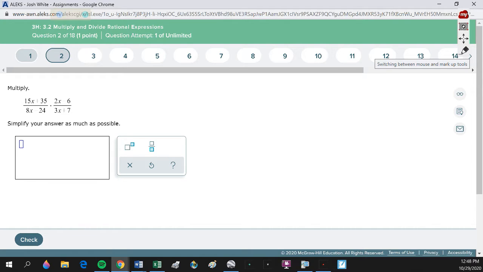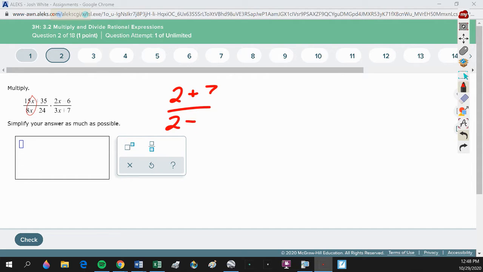Okay. Same thing here, but I cannot cancel a portion of an addition or a subtraction. Like, I can't knock those x's out. It's like saying, if I had 2 plus 7 over 2 plus 3, can I just cross those out and say the answer is 7 over 3? No, because the actual answer is 9 over 6. Are those the same thing?